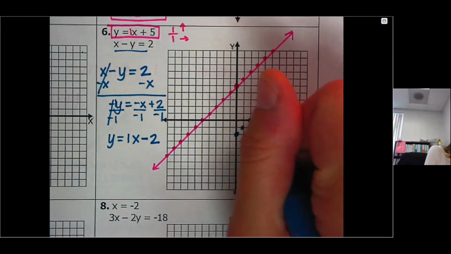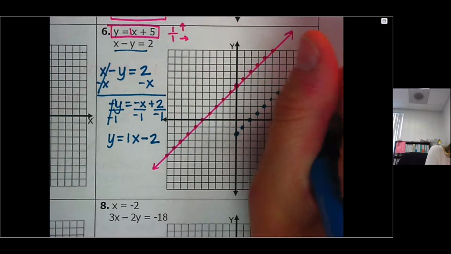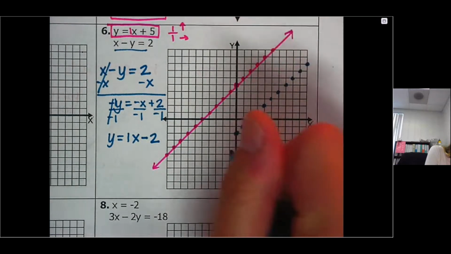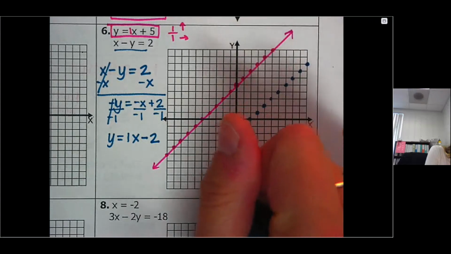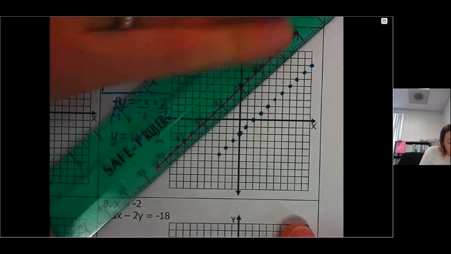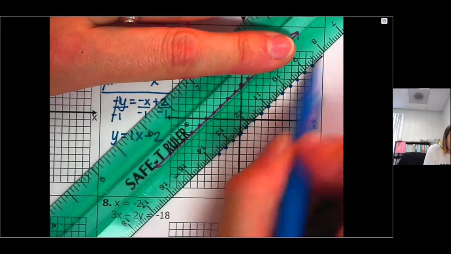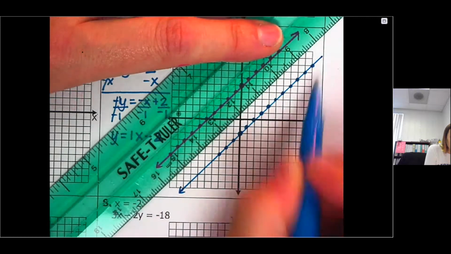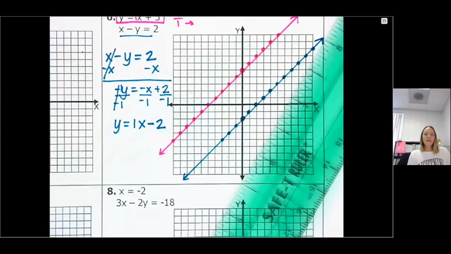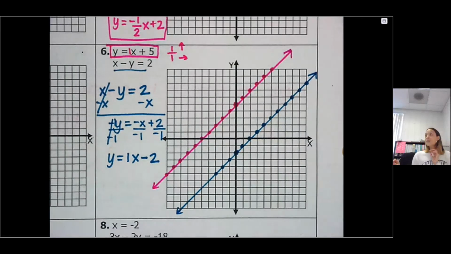Oh my gosh. These are parallel. Up 1 over 1, up 1 over 1. Okay, you get the gist. I'm not going to keep on going. They are parallel lines. Here's a really easy way to tell that they're parallel. Look at the slopes. If the slopes are exactly the same, they are parallel.